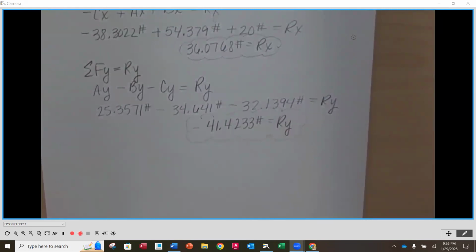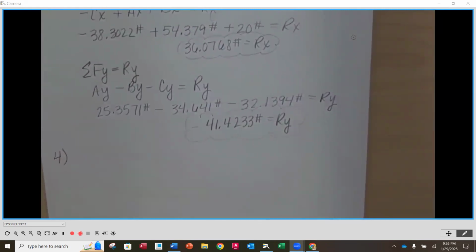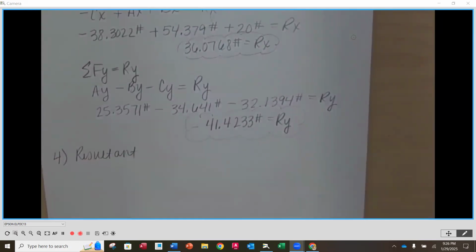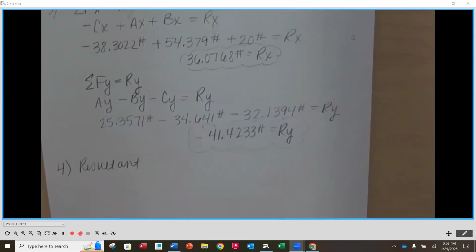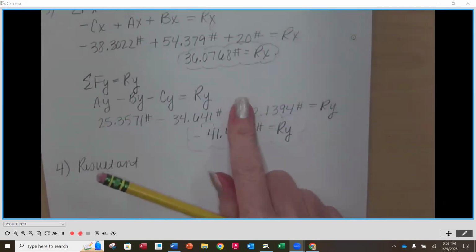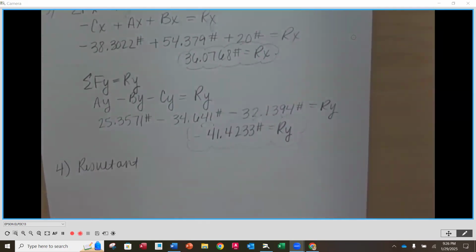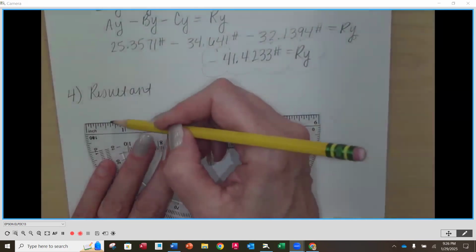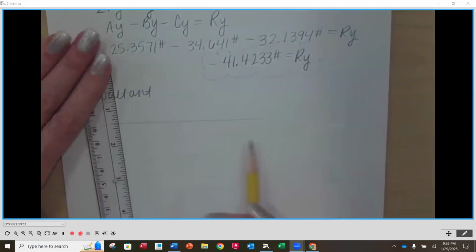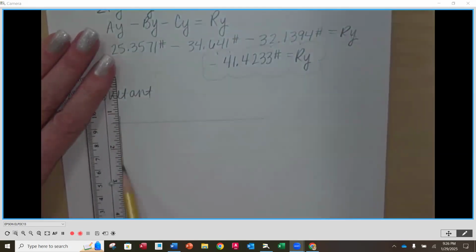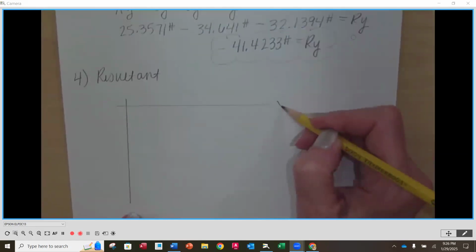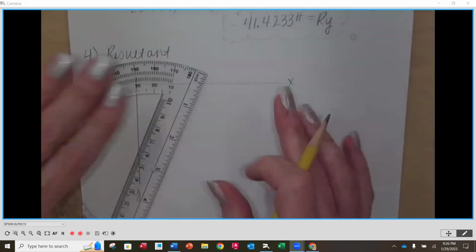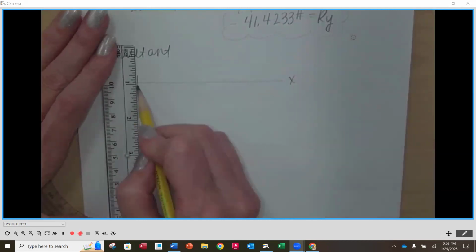So the final step here is to calculate the resultant, okay? So we know that we're gonna be in the fourth quadrant, all right? Because we have a negative Y, but we have a positive X. So I'm gonna draw my coordinate system here so that I would be in the fourth quadrant, okay? So I've got X and this would be negative Y.